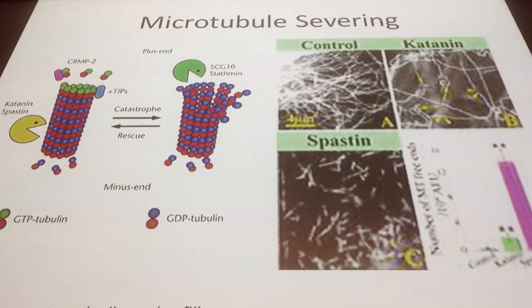And the equivalent of gelsolin, I always like this, there are a number of proteins as well, and one is katanin. And any martial arts buff would know what that means, right? Anybody know what katanin refers to? That samurai sword. It's called a katana, so that's where the name came from. Spastin is another member of the enzymes that carry out severing. Okay.